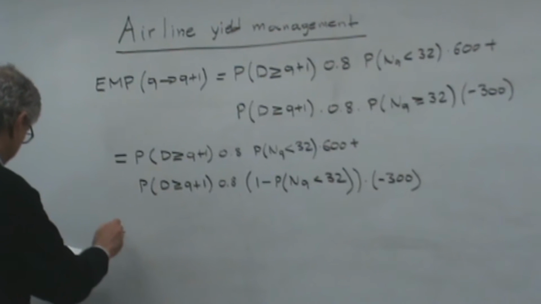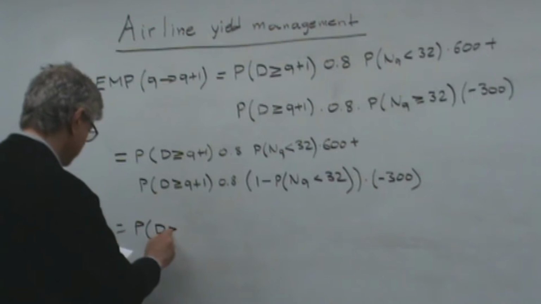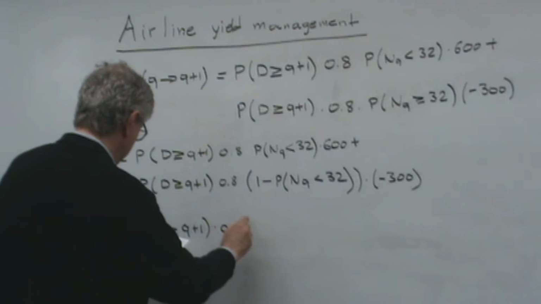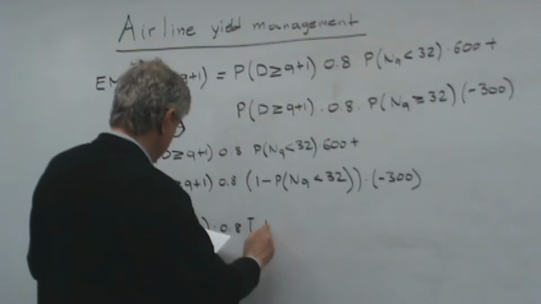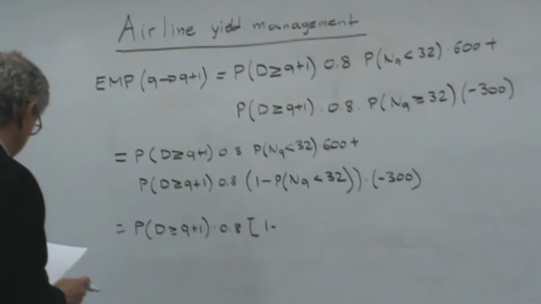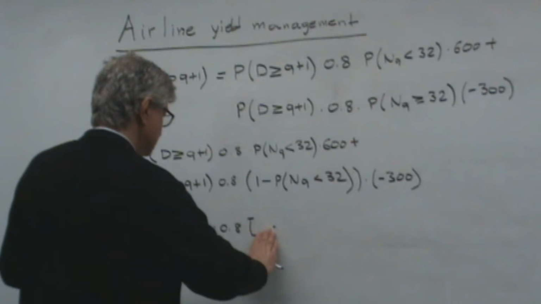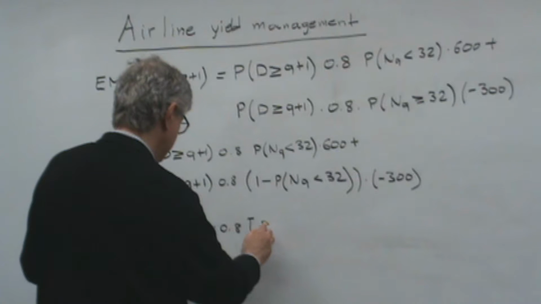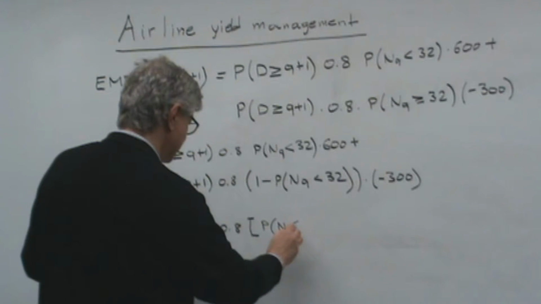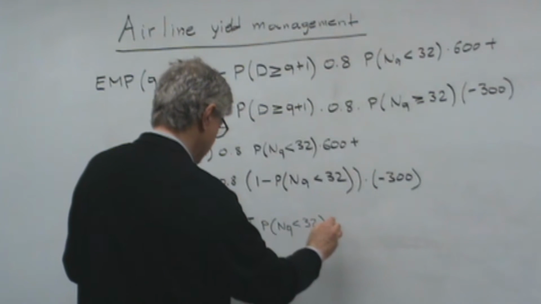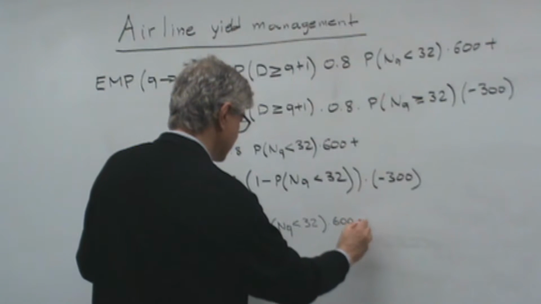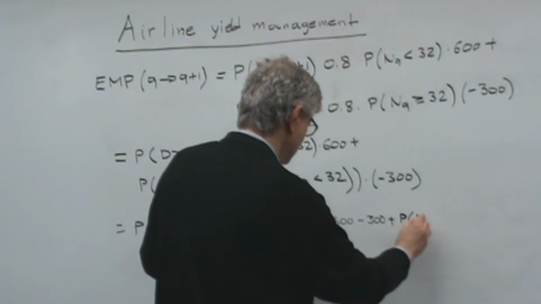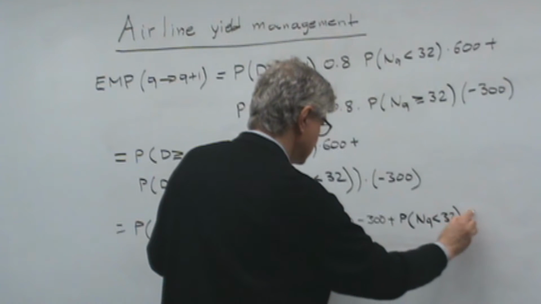So this is equal to the probability that the demand is greater than or equal to Q plus 1, times 0.8, times the probability that NQ is less than 32, so we can accommodate the customer, times $600 that we make, minus 300, plus the probability NQ less than 32 times 300.